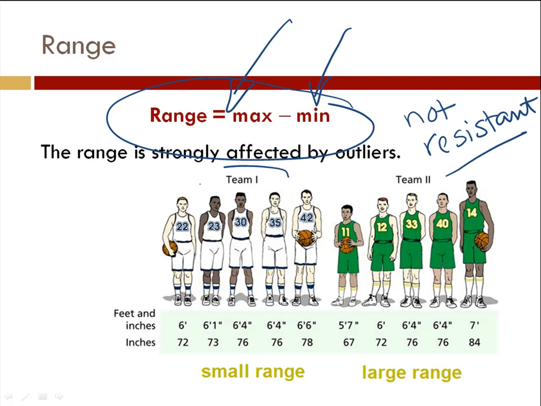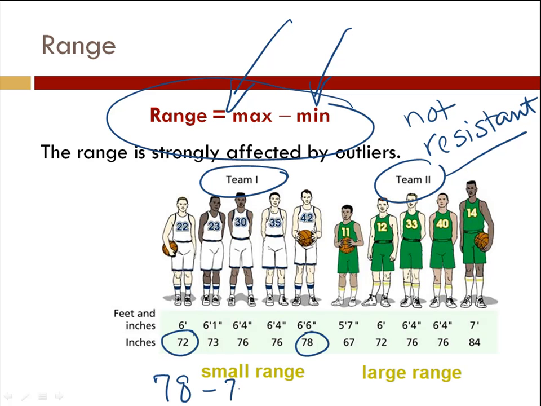Here we have two different data sets, and we can calculate the range of these data sets. We would want to look at the maximum data value minus the minimum data value, and here 78 minus 72 will give us 6. And then for the second data set, we will be doing 84 minus 67, and that will give us 17.